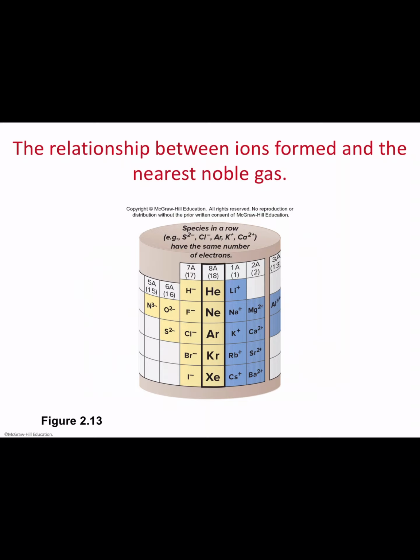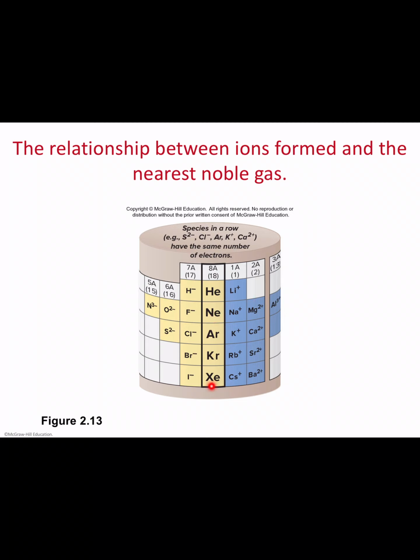Now I talked to you about that sodium loses one electron, chlorine gains one electron. Okay, and how does an atom decide how many electrons it needs to lose or gain? That depends on the nearest noble gas to that atom. Okay, the relationship between ions formed and the nearest noble gas.